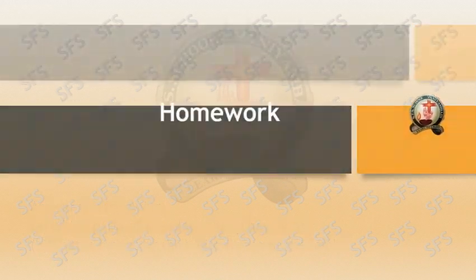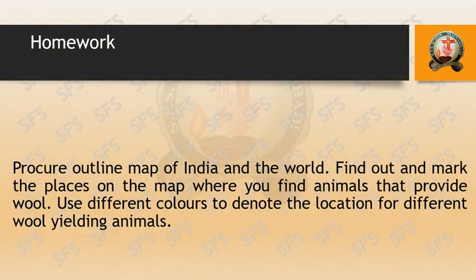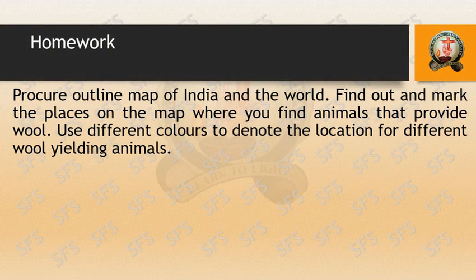Now there is a home fun for you. This is also a very interesting activity. Procure an outline map of India and the world. Find out and mark the places on the map where you find animals that provide wool, like the list I gave you. In Rajasthan, one breed of wool is there. Yak is present in Jammu and Kashmir. Like that, in those particular places, you need to write the name of the animal. Use different colors to denote the location for different wool-yielding animals, and then write the name of the breed of sheep. With this, I'll conclude today's session.